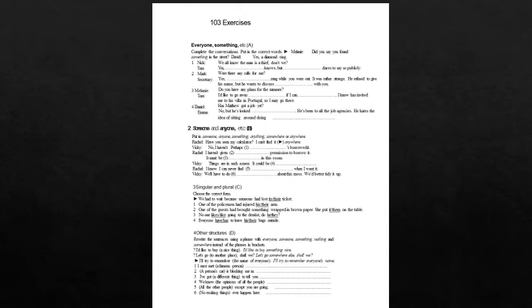Number two: One of the guests had brought something wrapped in brown paper. She put it or them on the table. So something is an object. So we have to choose "it" here. She put it on the table.